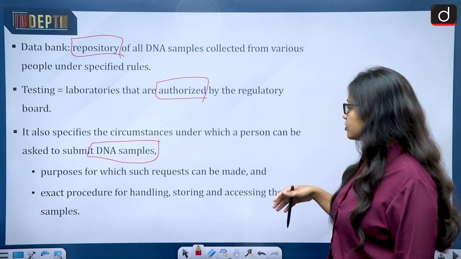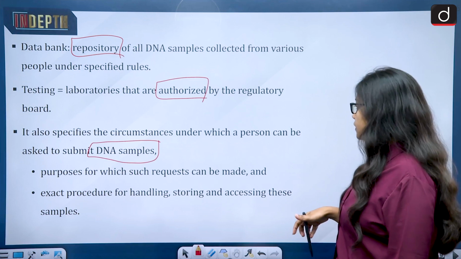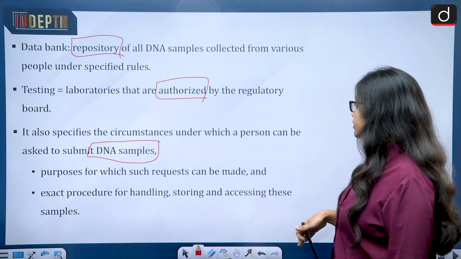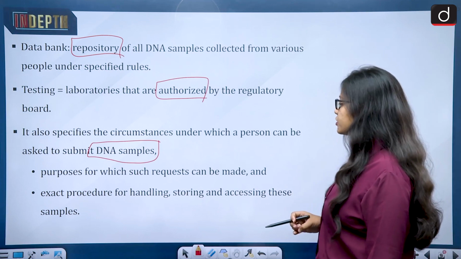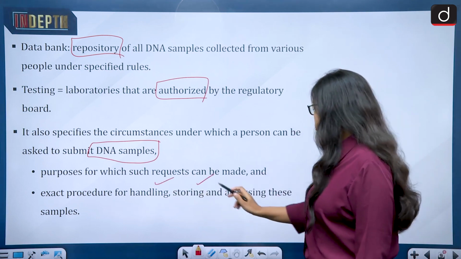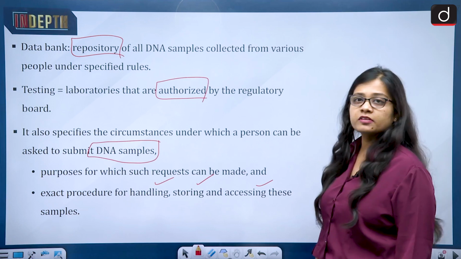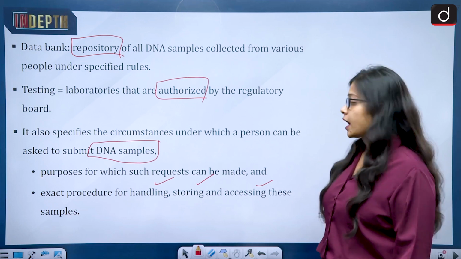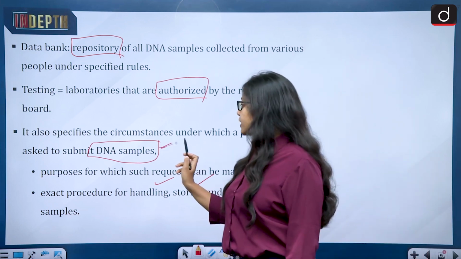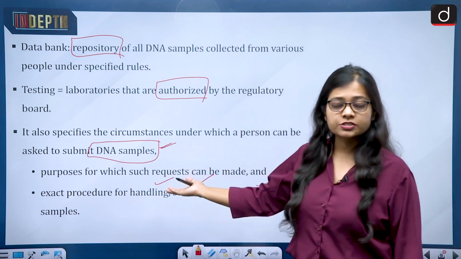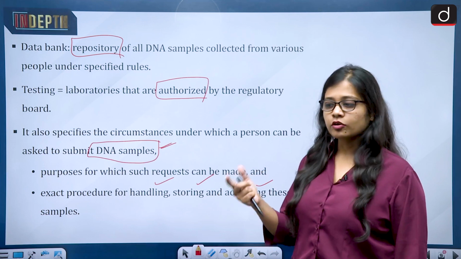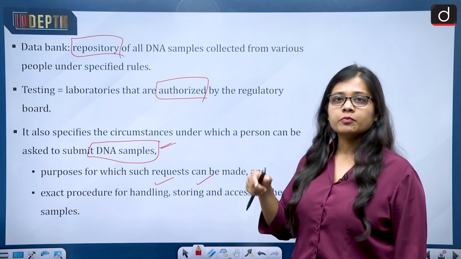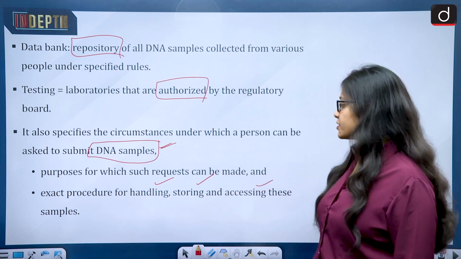And a few of the occasions would be the purposes for which such requests can be made, and the exact procedure for handling, storing and assessing these samples will also be told. And DNA samples can be asked for in the case of, as we have just now seen, criminal investigation, in the case of child and parents, missing persons and so on.